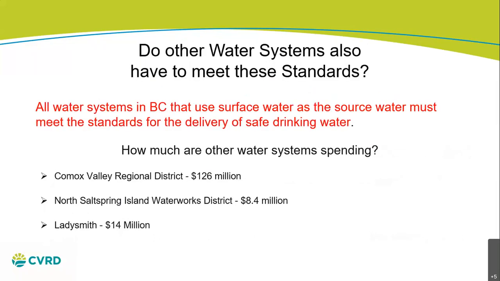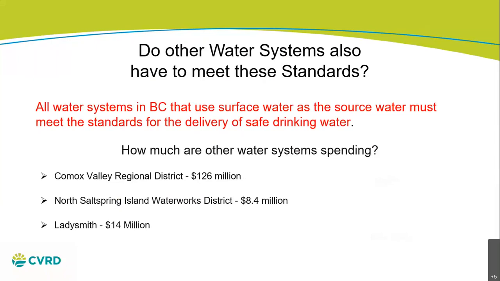So again, as we've been saying quite a bit, this is a mandatory standard. All water systems in BC that use surface water as a water source must meet the standard. And that's been in place since 2012. There's been a period of time in which the various water systems have been implementing this. And in Saltair, we are overdue to meet the standard.